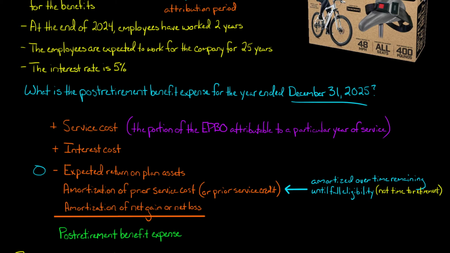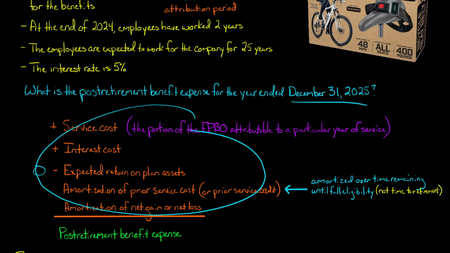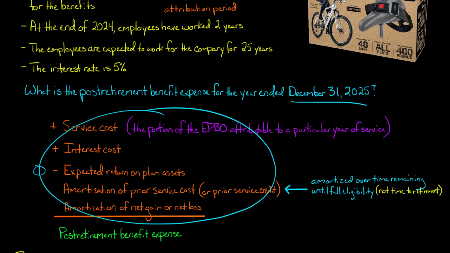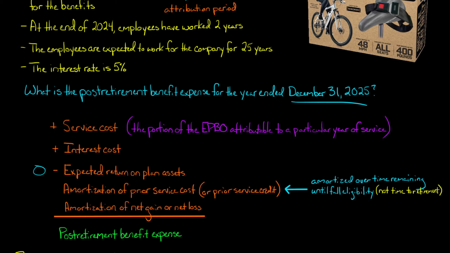Now, this example did not mention any amortization of prior service cost or amortization of net gain or loss, but you could have those in certain examples. Now, a couple of differences between this and accounting for pensions, because you see the same 5 things and you might be thinking, okay, this is identical to accounting for pensions. Number 1, service cost is going to be calculated differently. I'll show you that in a moment.